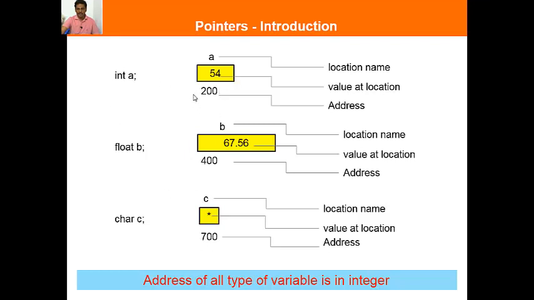Integer variable address is also an integer. Float variable address is also an integer. Character variable address is also an integer. Only the value differs. An integer value is without a decimal point, a float one is with a decimal point. A letter, that is an alphabet or a symbol or a numeric digit within single quotes is a character. So we put only one. The addresses of all data types, whether integer variable, float variable, double or character, are in integer format only.